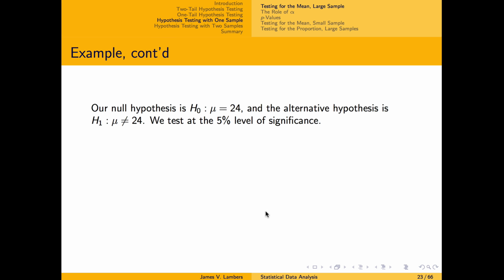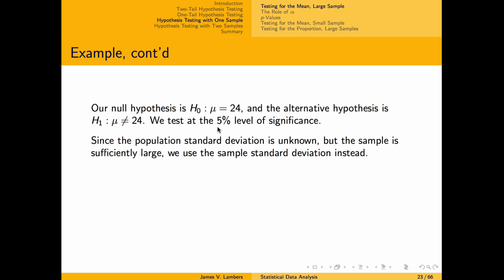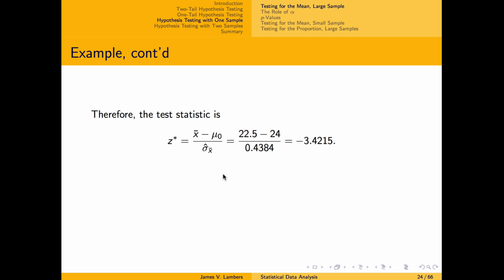In this case, we'll perform a two-tail test. Our null hypothesis is h0, mu is equal to 24, and therefore the alternative hypothesis is h1, mu not equal to 24. We'll use a significance level of 0.05. We don't know the population standard deviation, so we use the sample standard deviation to obtain the standard error of the mean. With that, our standard error is the sample standard deviation over the square root of the sample size. Then we compute our test statistic. Again, sample parameter minus hypothesis value divided by the standard error.